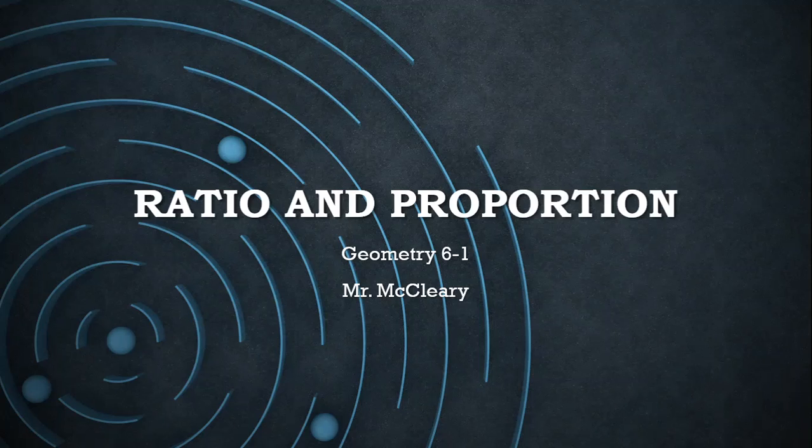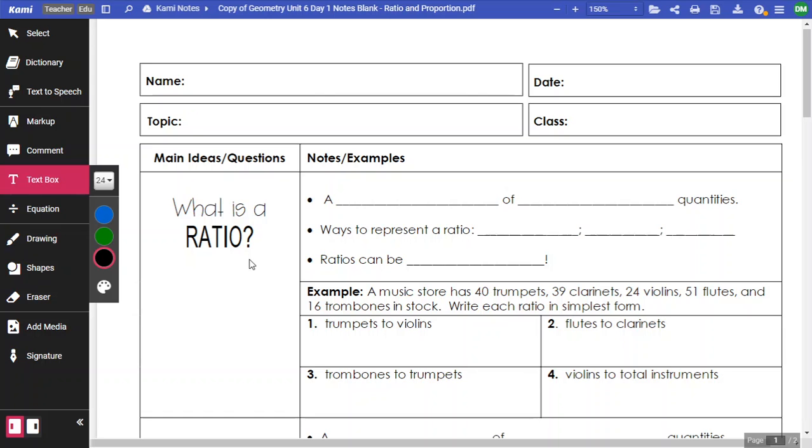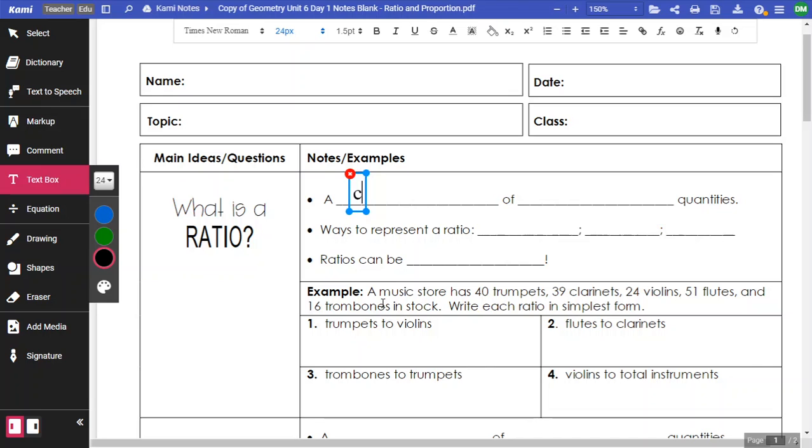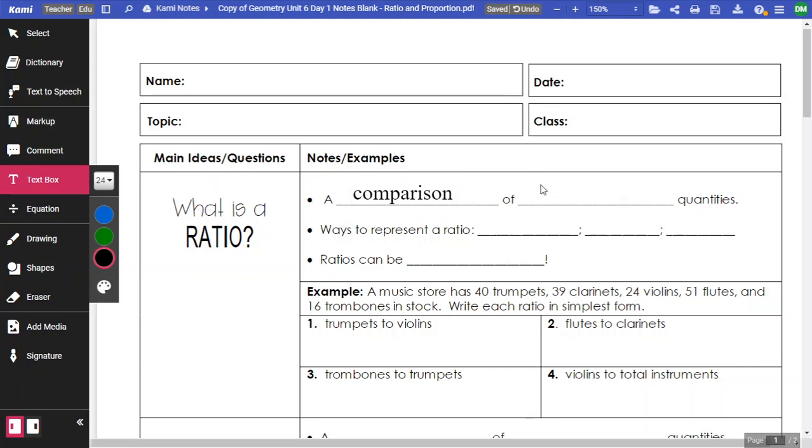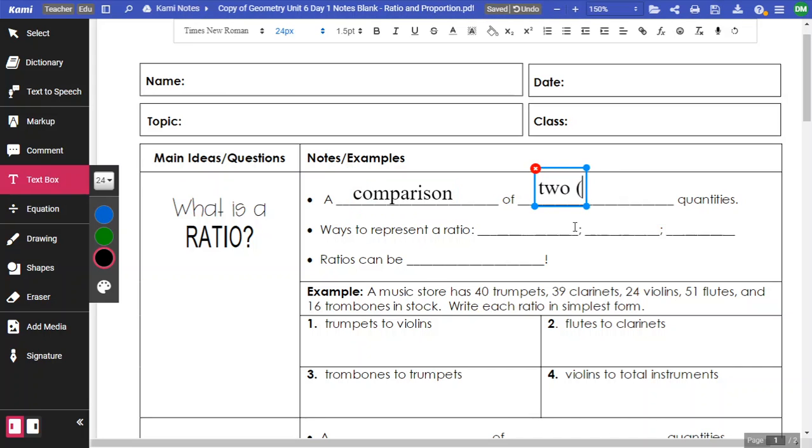So first section here, we're going to kind of leave the geometry for next time, and we're going to be doing some algebra here. Okay, so what is a ratio? A ratio is a comparison of two or more quantities. So two or more, but we do need at least two.